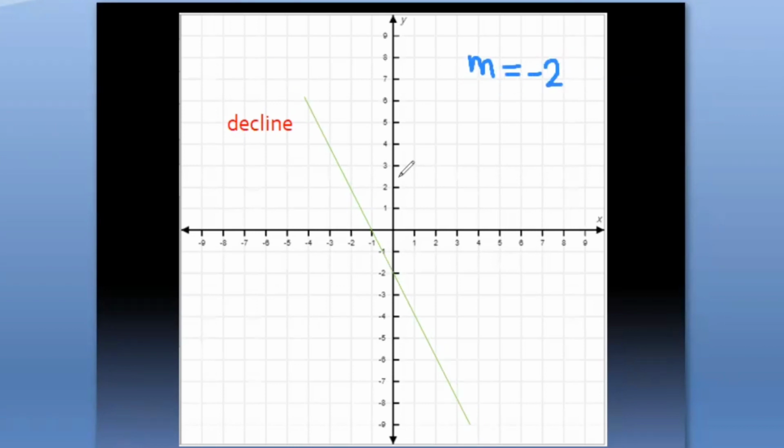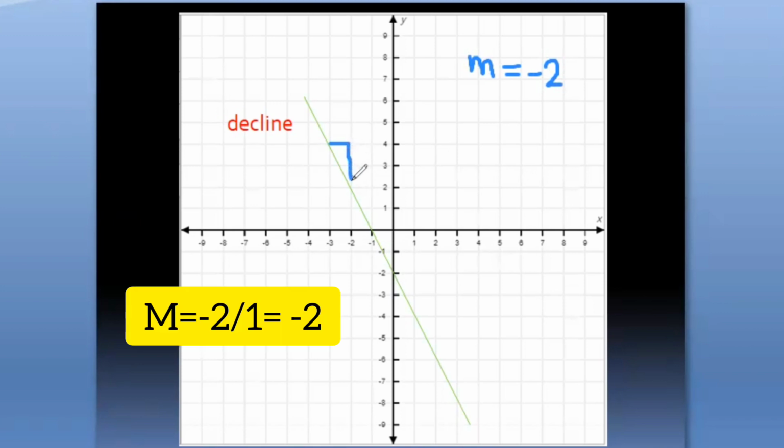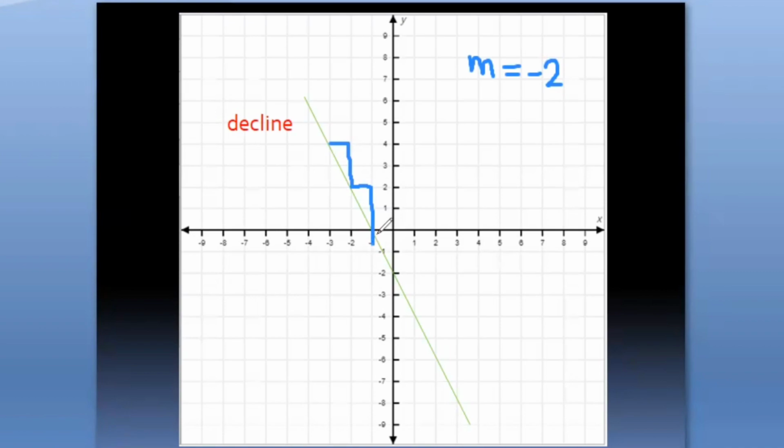So our x value is increasing and our y value is decreasing by 2. Again, x value is increasing by 1 and y value is decreasing by 2. In this way, our line is decreasing more quickly.